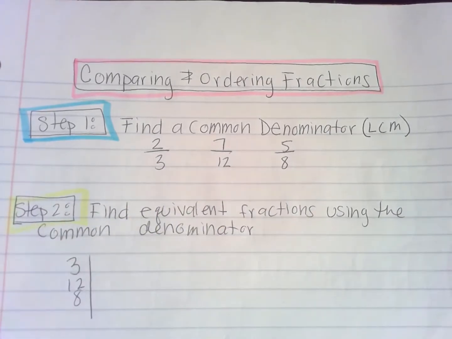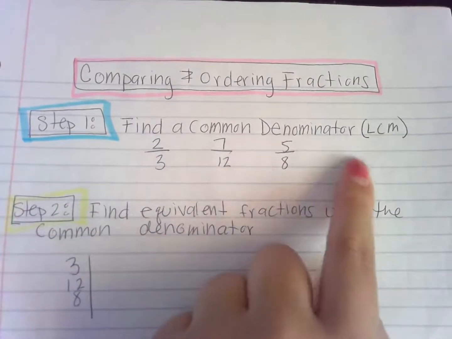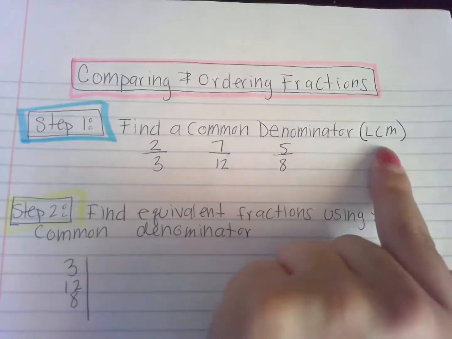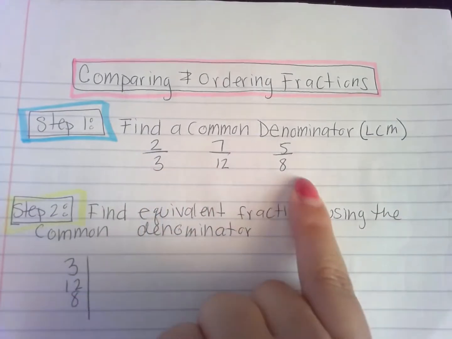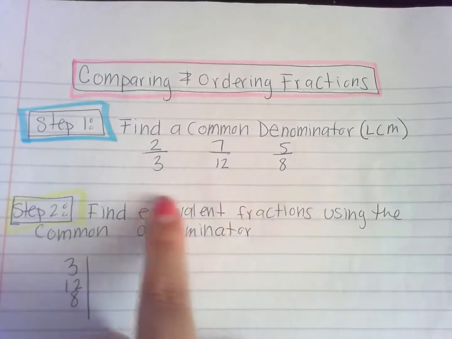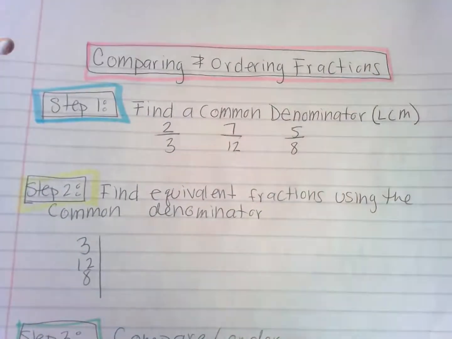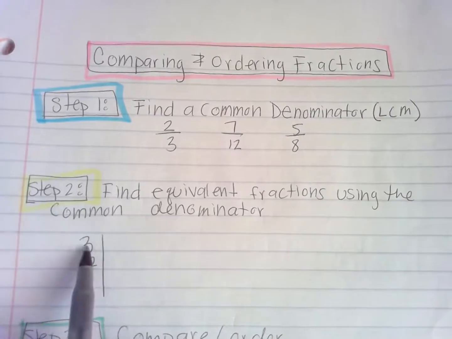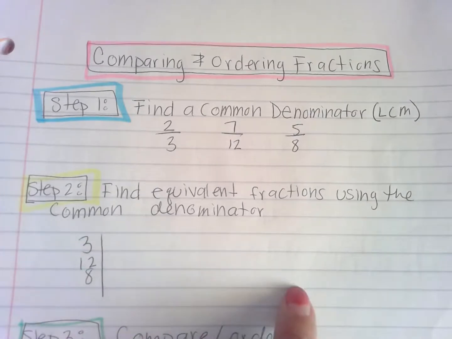What I'm going to do here in step number 1 is we're going to find a common denominator. And what we're going to do is we're going to find our least common multiple. By finding the least common multiple, I'm going to make all of these denominators into the same denominator. And I'm going to do this here on step number 2. We're going to find equivalent fractions using the common denominator. And so what I'm going to ask you guys to do is write out the multiples of all of these numbers until we find a common denominator.